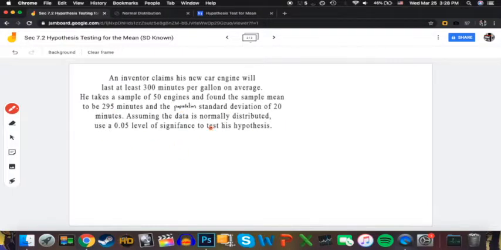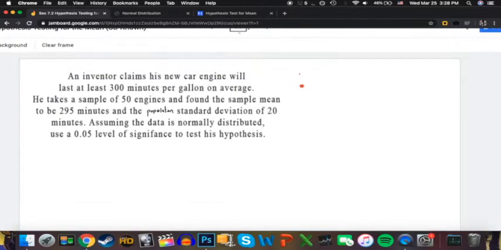Now, there is a lot of information that is given here, so it would be a good idea to try to write this down on the side. That way we can easily keep track of how we can test this hypothesis here.